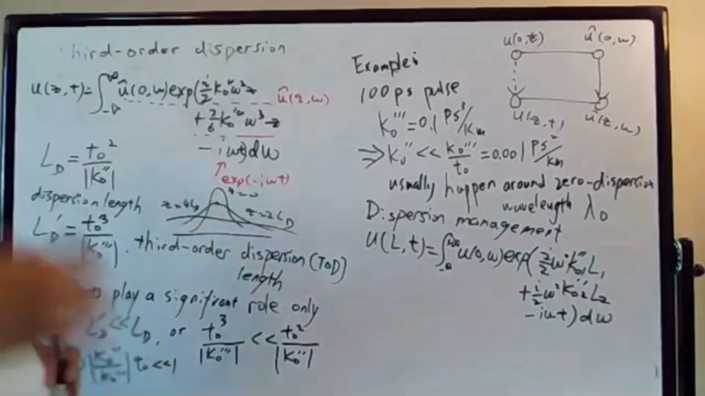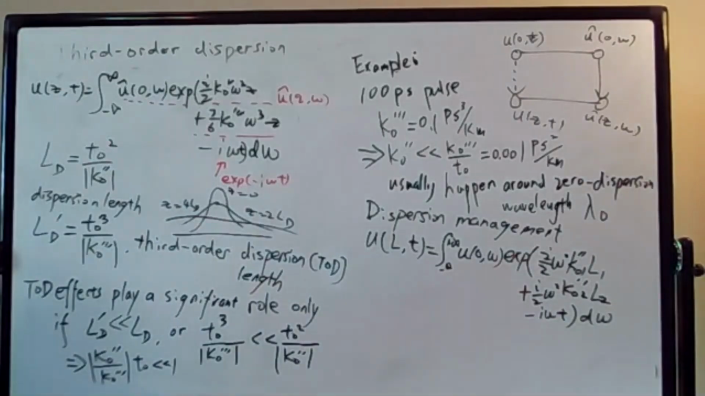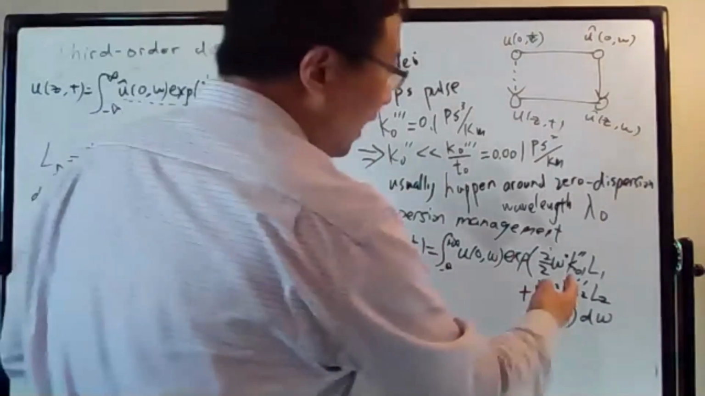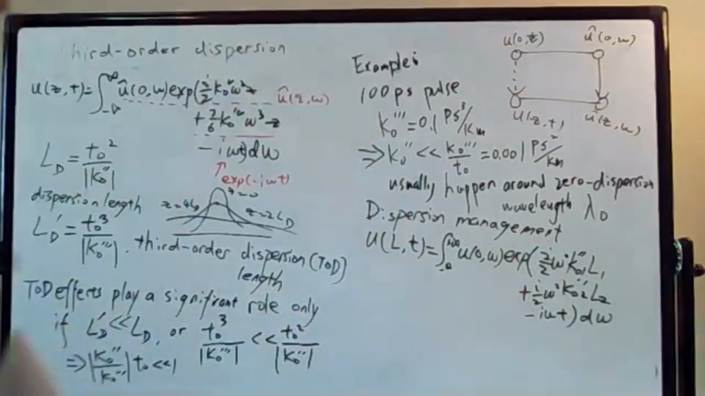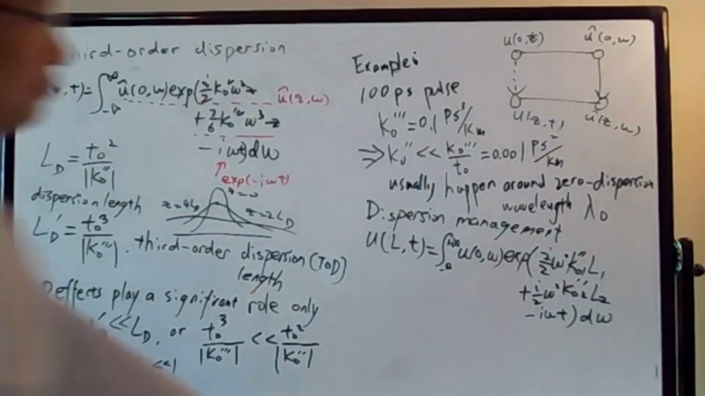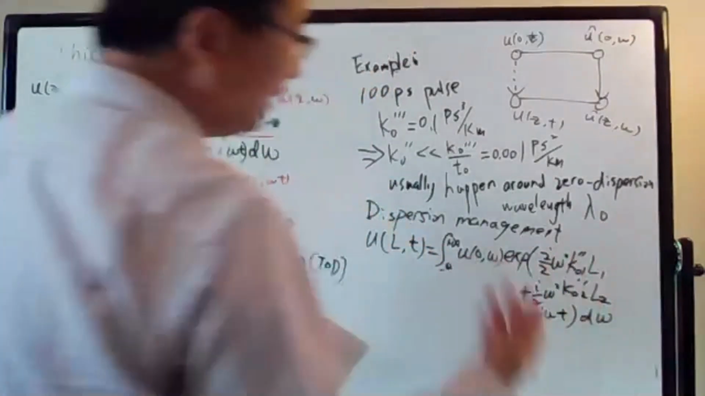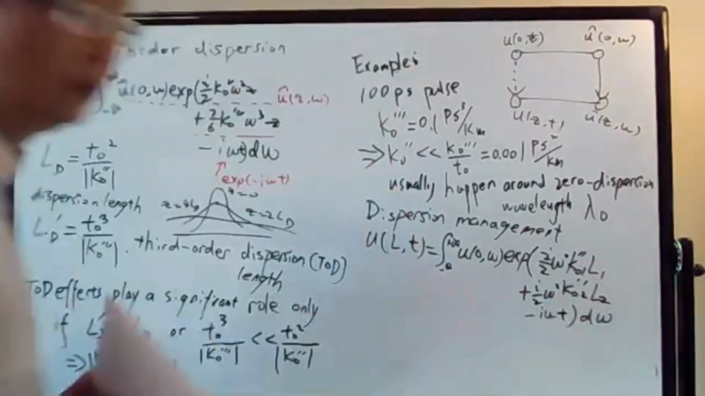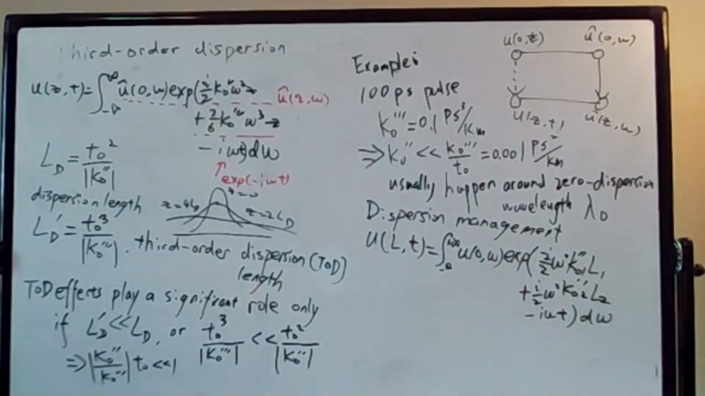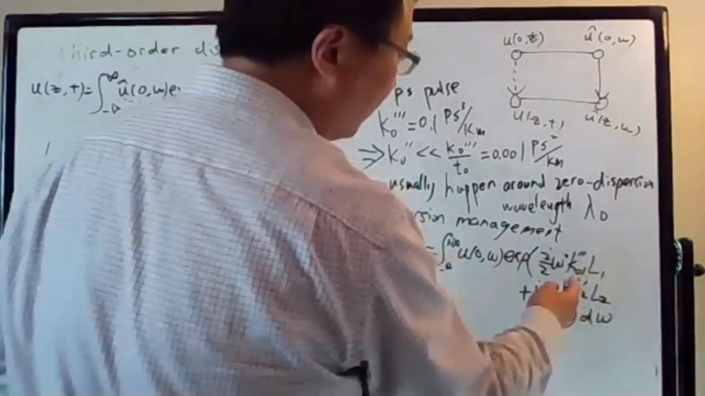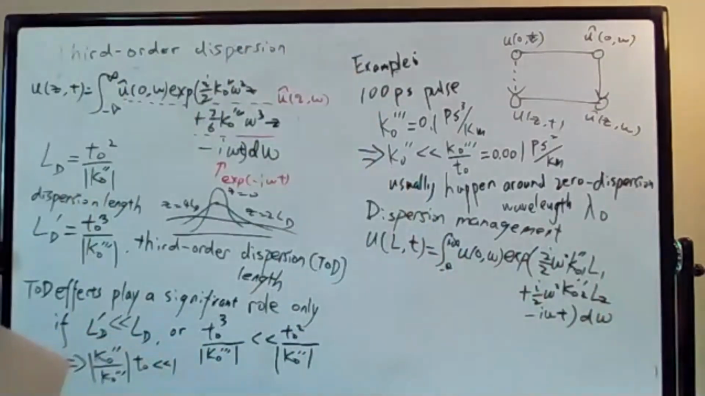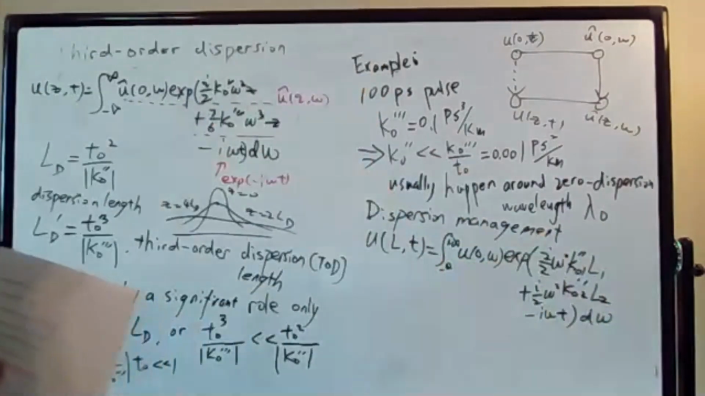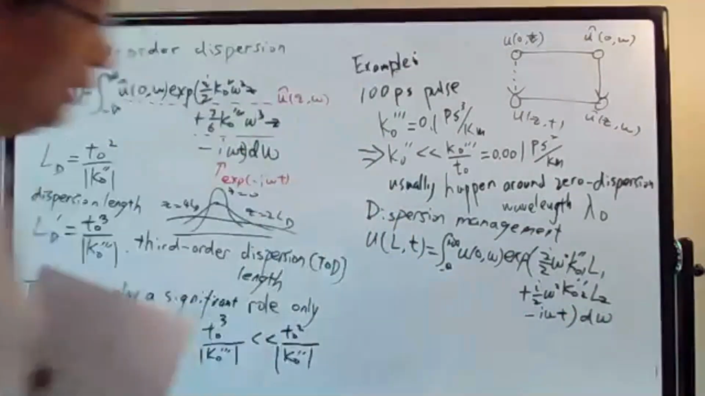So now I'm writing an equation that includes two sections of fiber. The first section has the dispersion coefficient K01 double prime times L1, and the second section has K02 double prime times L2. And we have L1 and L2, and then minus i omega t, d omega.